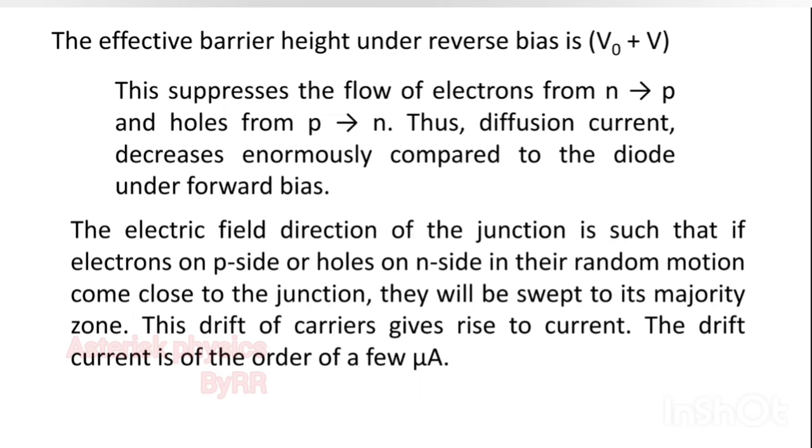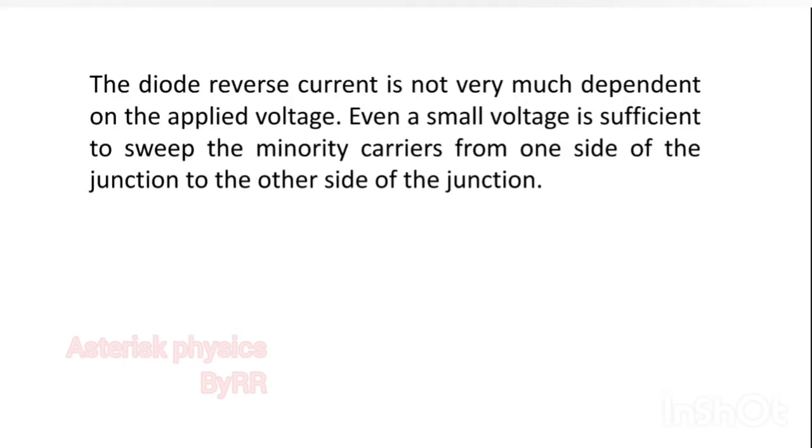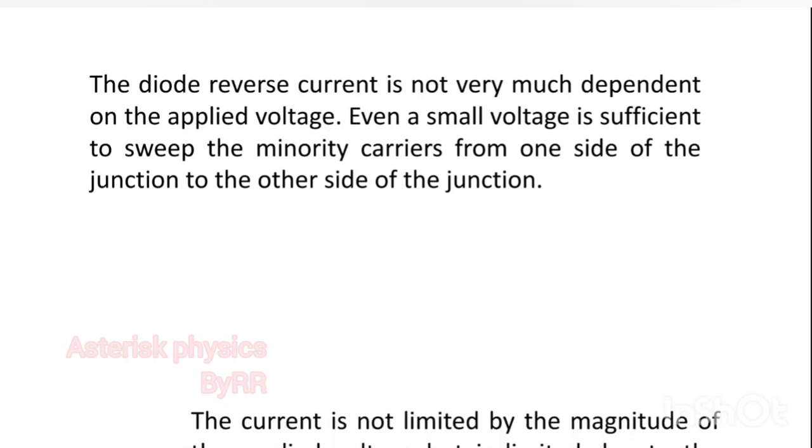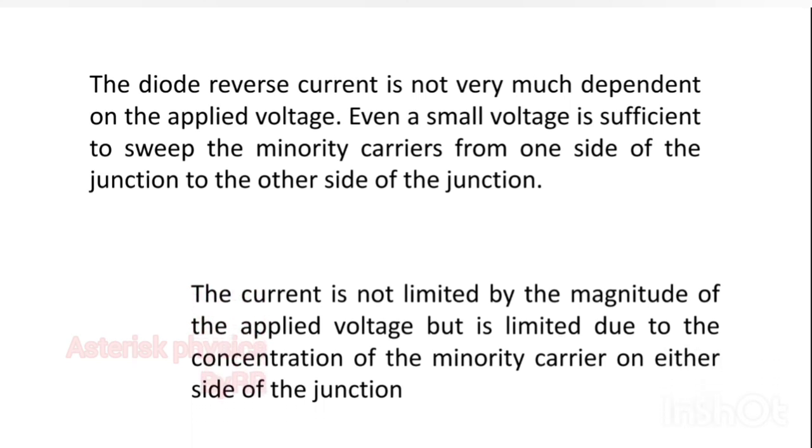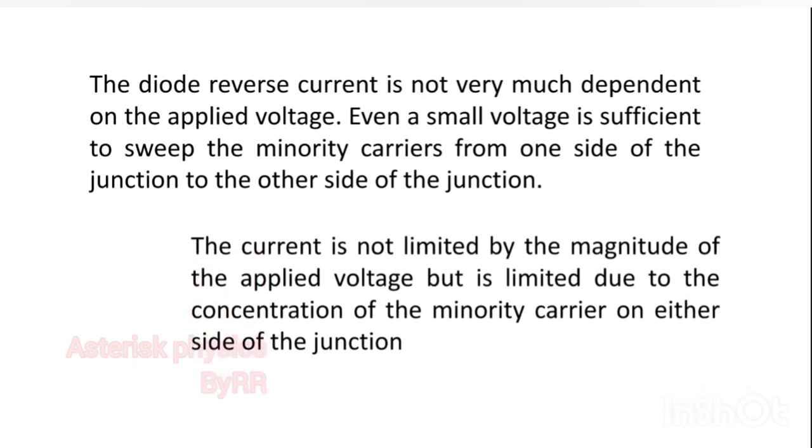This drift of carriers gives rise to a current. The drift current is of the order of a few microamperes. The diode reverse current is not very much dependent on the applied voltage. That is, even a small reverse voltage is sufficient to sweep the minority carriers from one side of the junction to the other side of the junction. The current is not limited by the magnitude of the applied voltage, but is limited by the concentration of minority carriers on either side of the junction.